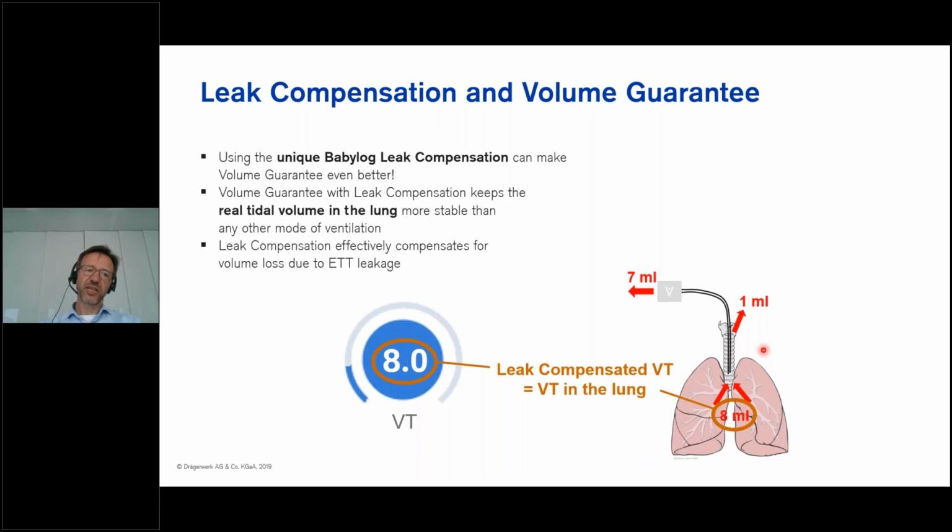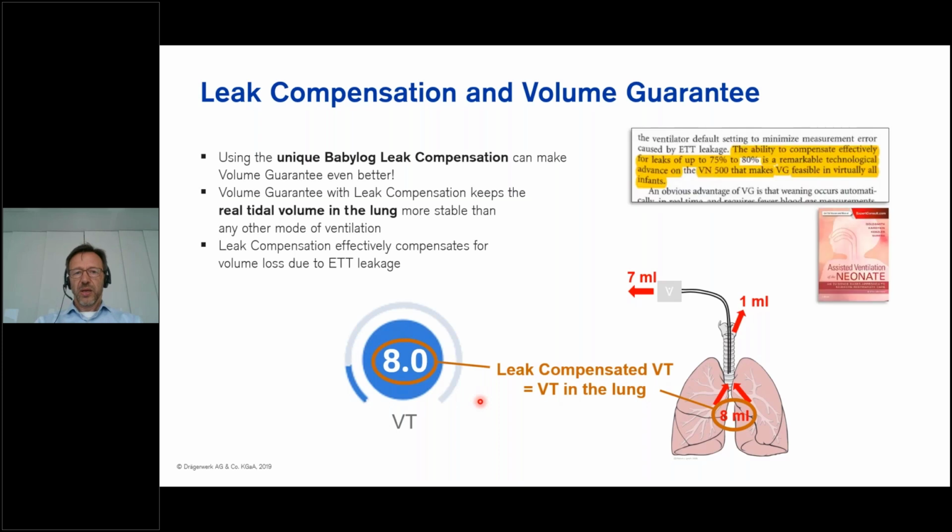This leak compensation algorithm calculates the real tidal volume in the lung, meaning these 8 milliliters. This calculated tidal volume in the lung is then used to control, for example, the inspiratory pressure and volume guarantee. This function has in the meantime also been described in one of the standard literature works, Assisted Ventilation of the Neonate, also well known as the Goldsmith-Korotkin. So it is also described there in this book.